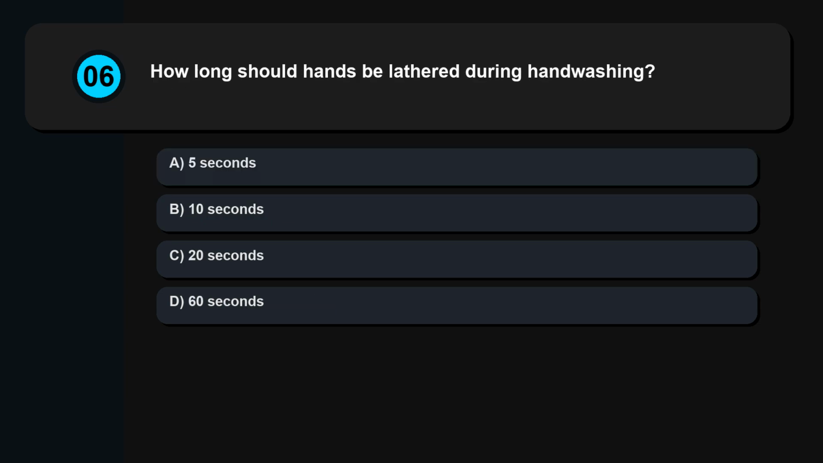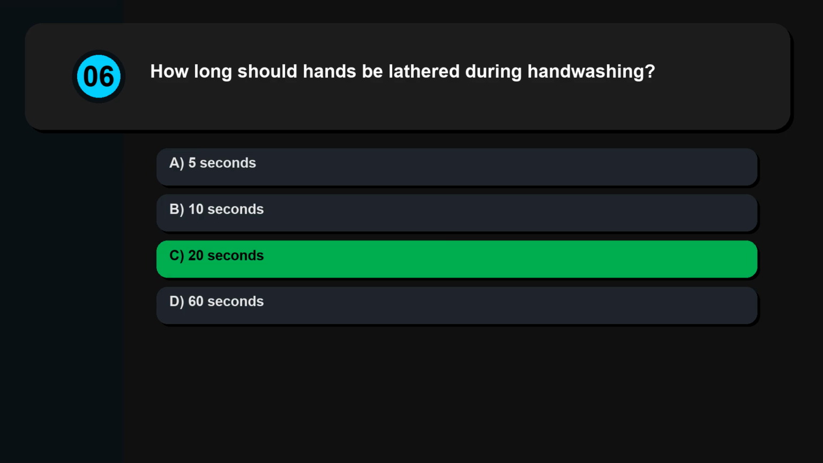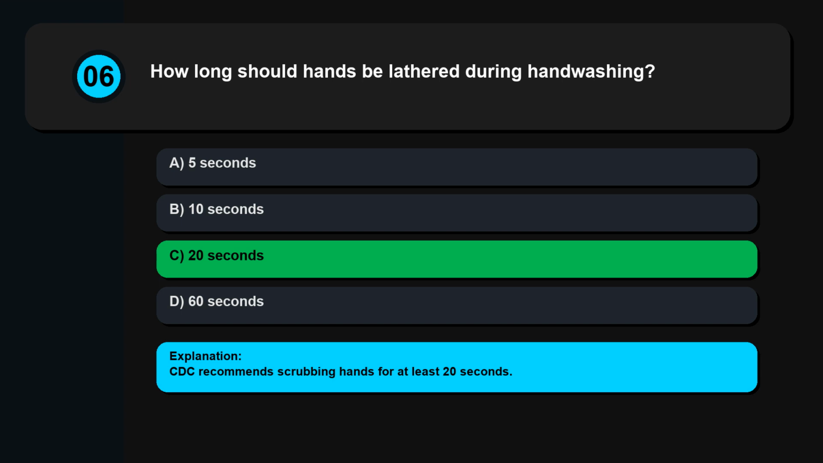Question 6. How long should hands be lathered during hand washing? 5 seconds, 10 seconds, 20 seconds, 60 seconds. The CDC recommends scrubbing hands for at least 20 seconds.